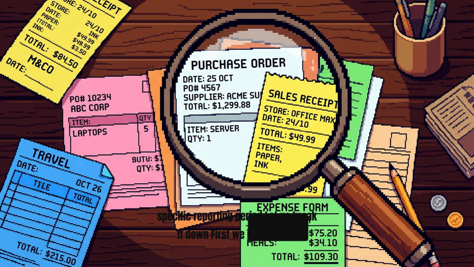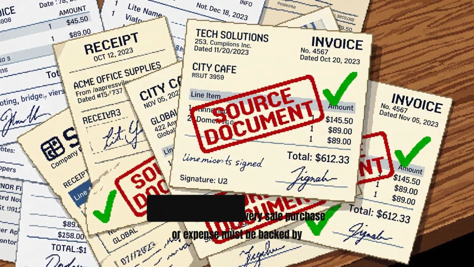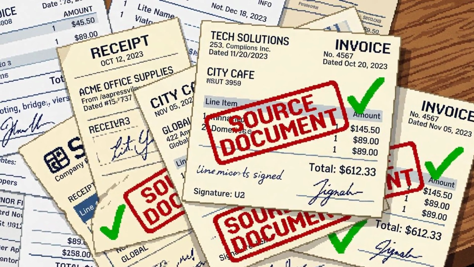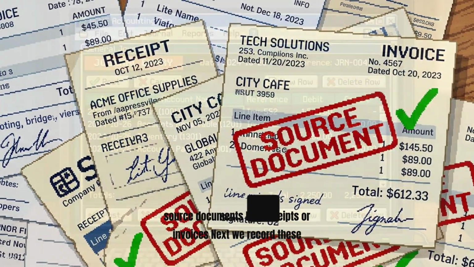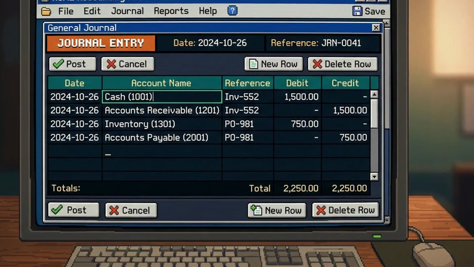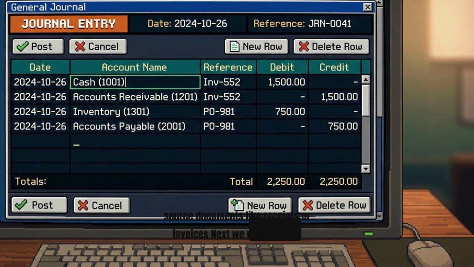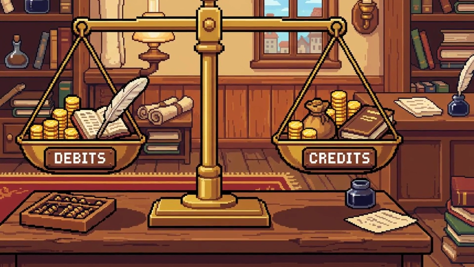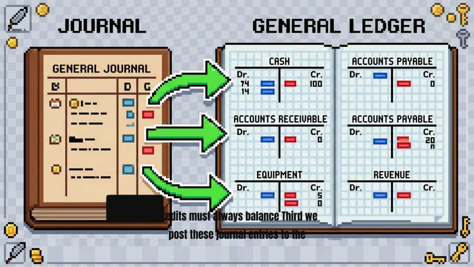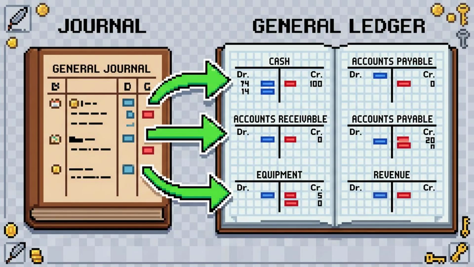First, we identify and analyze transactions. Every sale, purchase, or expense must be backed by source documents like receipts or invoices. Next, we record these transactions in a journal using strict accounting rules. Debits and credits must always balance.